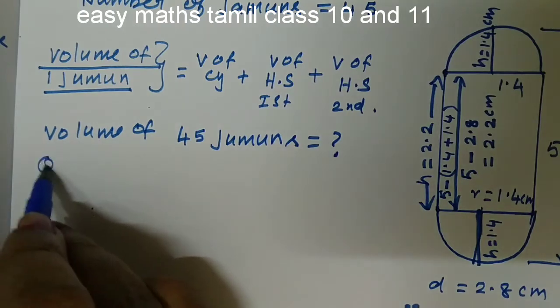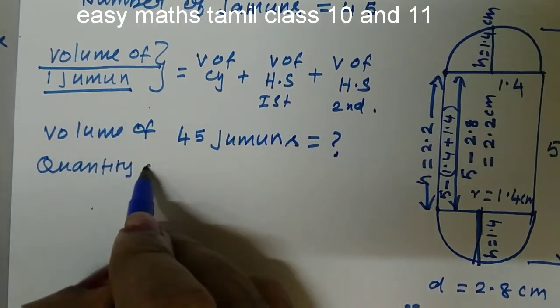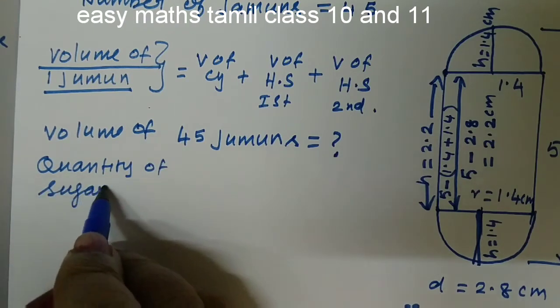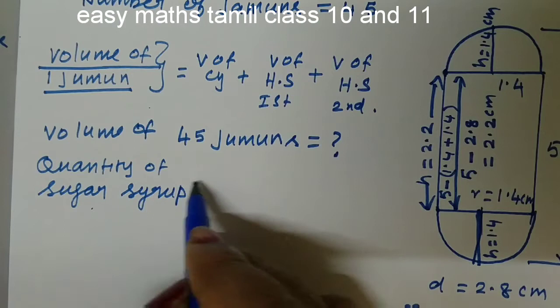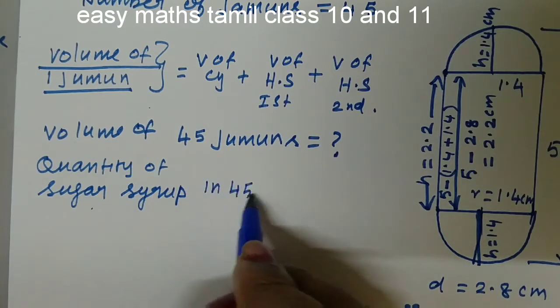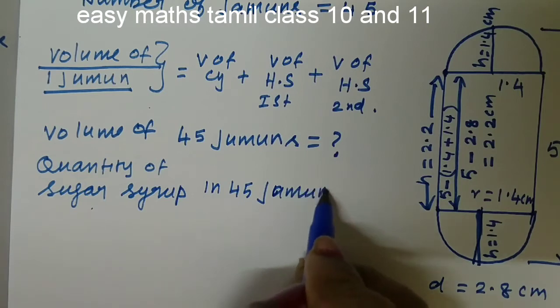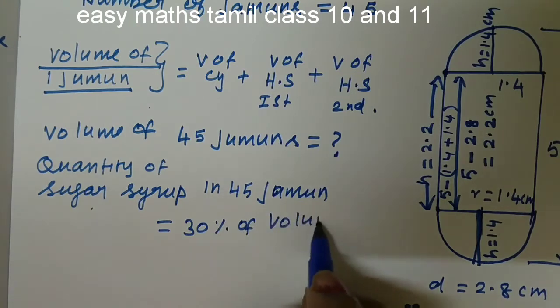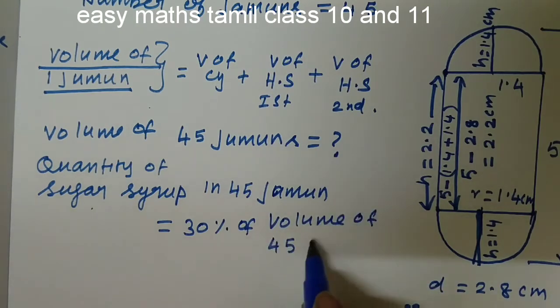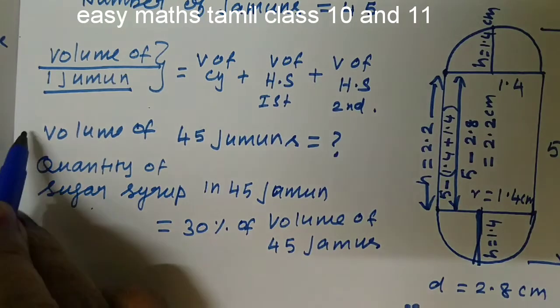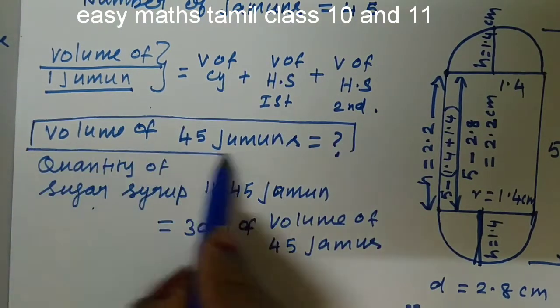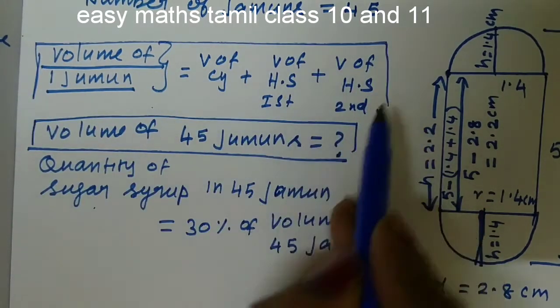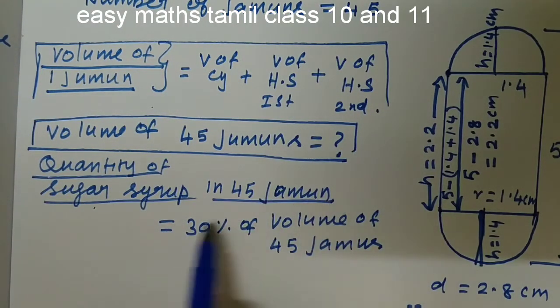The quantity of sugar syrup present in 45 jamuns equals 30% of the volume of 45 jamuns. So we have to calculate the volume of 45 jamuns from the volume of 1 jamun, and the quantity of sugar syrup in 45 jamuns equals 30% of the volume of 45 jamuns.